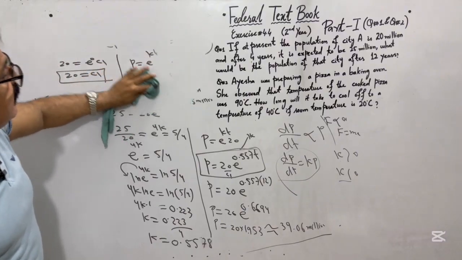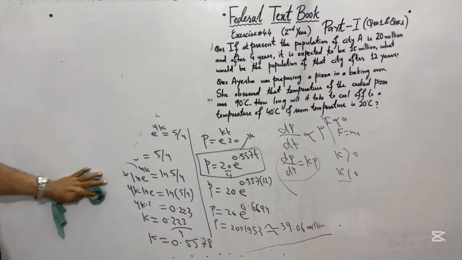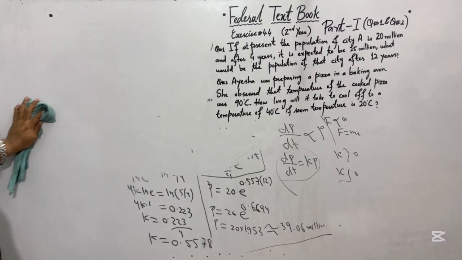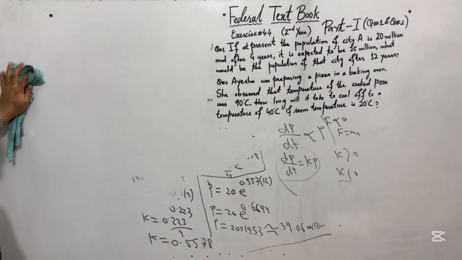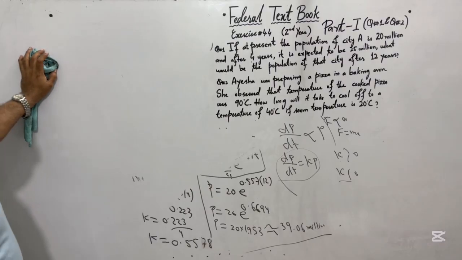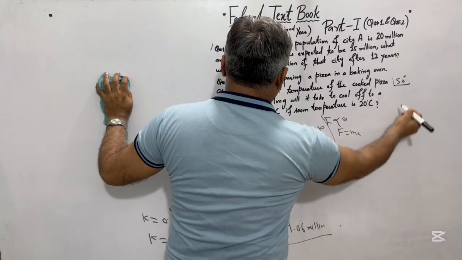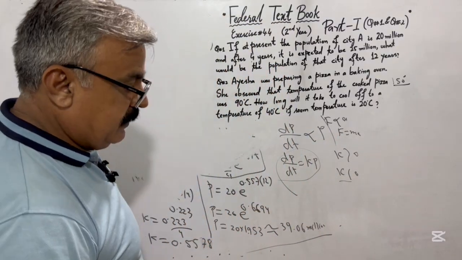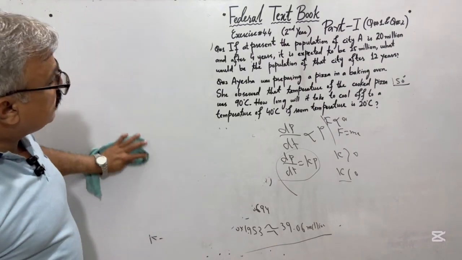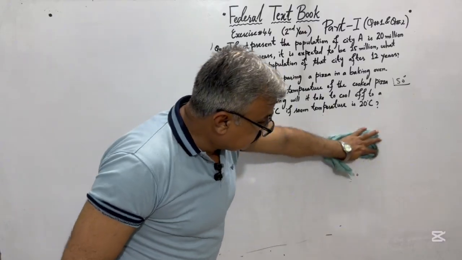Moving towards the next question. Thanks to Newton, Aisha was preparing a pizza in a baking oven. She observed that, I think we haven't written this question correctly. First there was 150, then after some time. Let me manage this question, because we must have two conditions in order to determine the value of constants.